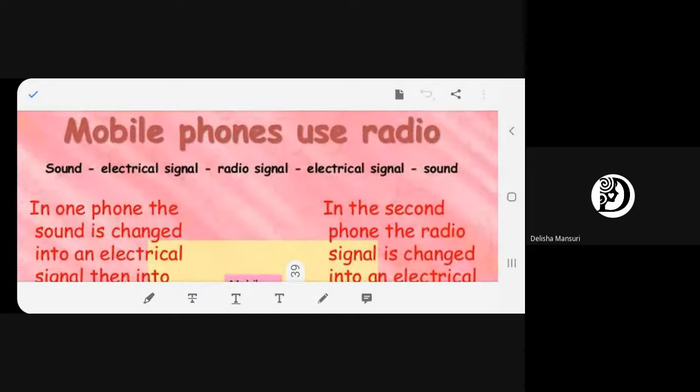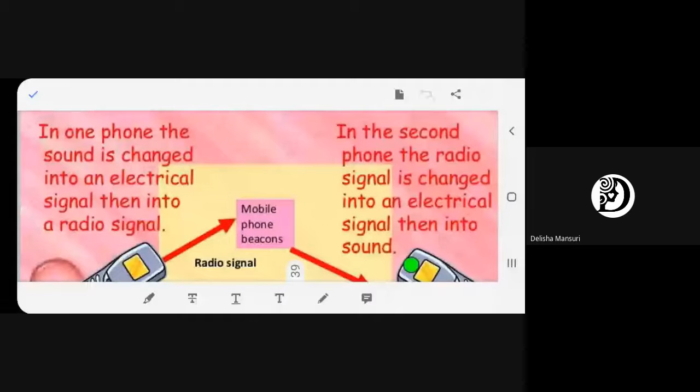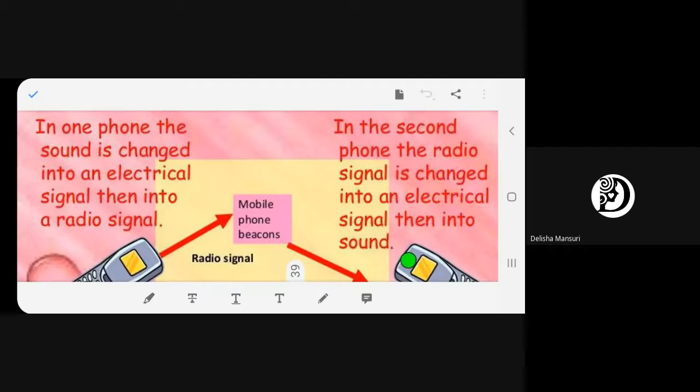It's not "use" actually, it should be "versus". Mobile phones versus radio. Okay, please read. Mobile phones use radio. In one phone, the sound is changed into an electrical signal, then into a radio signal. In the second phone, the radio signal is changed into an electrical signal, then into sound.